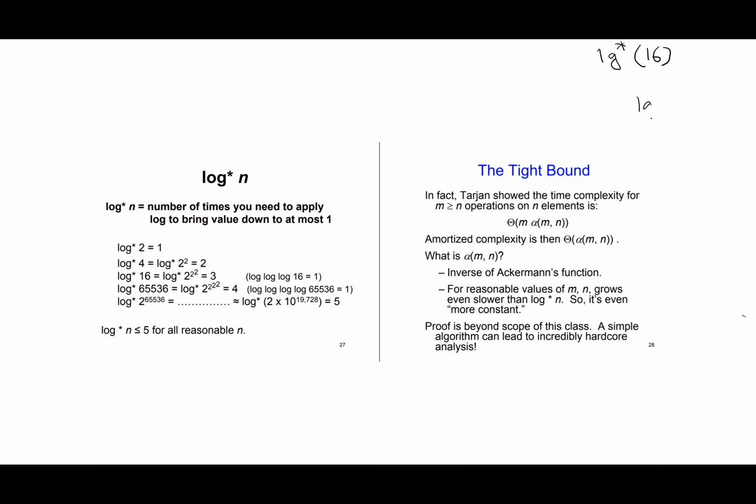It means you have to apply log 2 on 16. What is that? 4. And then again log 2 on 4. What is that? 2. And then log 2 on 2 is 1. So how many steps? 1, 2, 3, right? So log star 16 is 3.